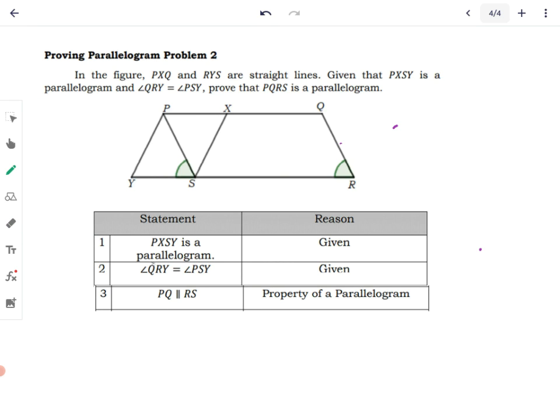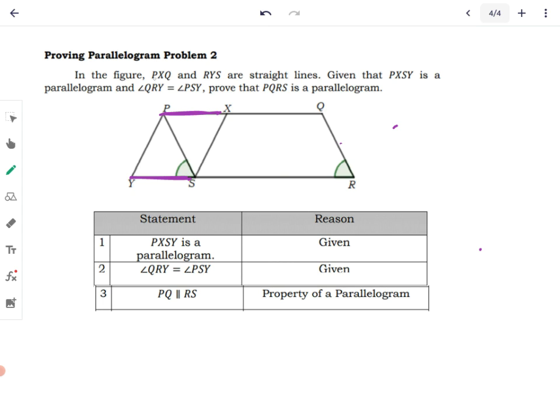So we have PXSY is a parallelogram, meaning PQ. Let me specify it first. Since PXSY is a parallelogram, these two sides here are parallel, because as I've said a while ago, since PXSY is a parallelogram, the four properties of a parallelogram apply in PXSY. Not can, but we will certainly apply them in that parallelogram.